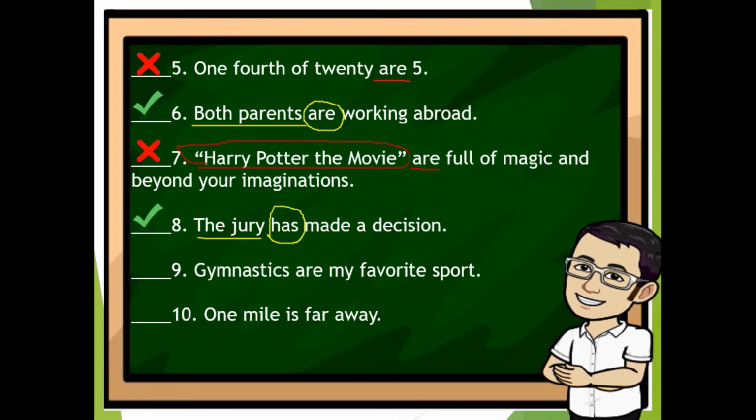So all the members of the court, the jury, they come up with one decision. So that's why they are acting collectively, or they are acting as one. So that's why the subject here is singular. So if the subject is singular, then it must take a singular verb. Next, number 9. The answer for number 9 is X mark.